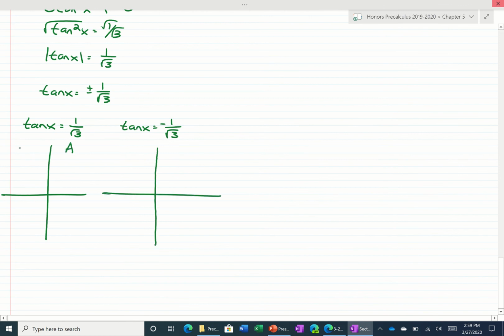Well, in order to get 1 over root 3, that's a 30-degree triangle. So tangent would be positive here, and tangent would be positive here. So we get the answers. 30 degrees is just pi over 6, and 210 would be 7 pi over 6, plus the period.